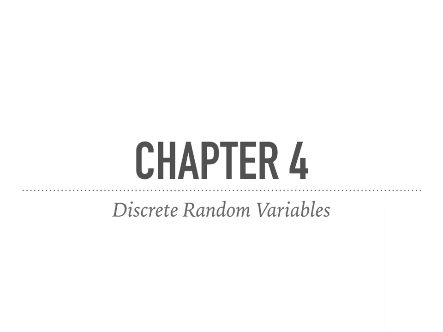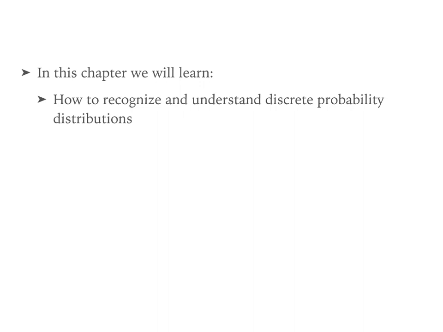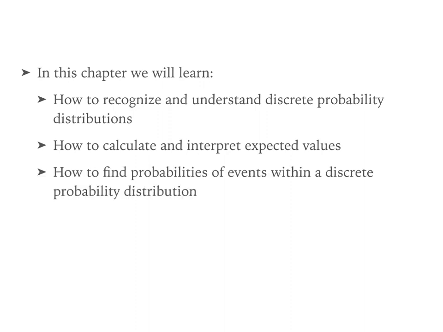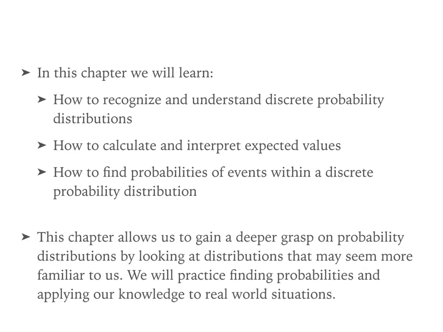In Chapter 4, we will start talking about distributions of random variables. Chapter 4 specifically discusses discrete random variables. So in this chapter, we will learn how to recognize and understand discrete probability distributions, how to calculate and interpret expected values, and how to find probabilities of events within discrete probability distributions.